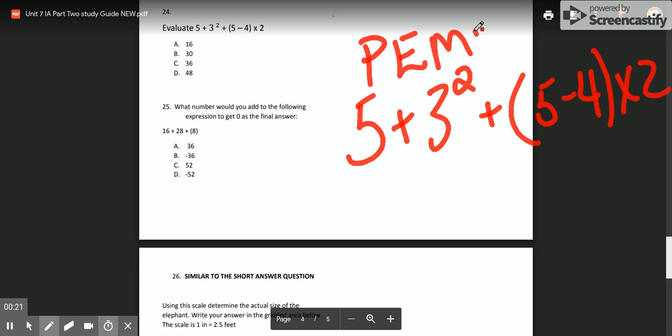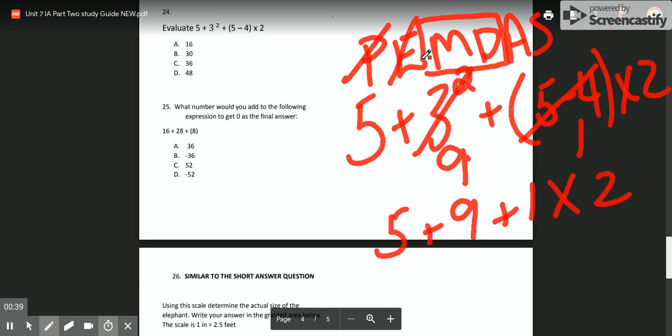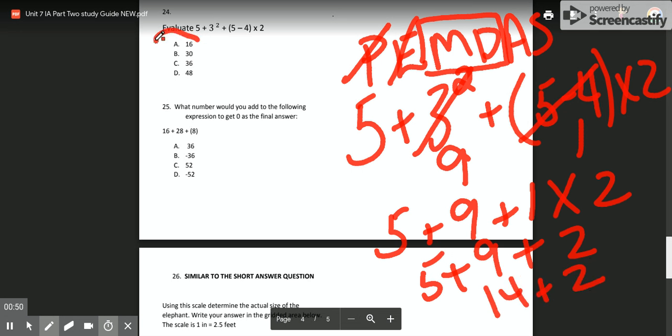I'll write that down. So 5 minus 4 is 1, so I can replace that with 1, so I've done my parentheses. Exponents is next. 3 squared is 3 times 3, so that's 9. So I'm going to go ahead and rewrite it because it's getting a little messy and replace it with what I've got on there. I multiply and divide left to right, so I multiply over here and I get 2. And then I bring down everything else. And 5 plus 9 is 14, plus 2, and that's how I got 16.